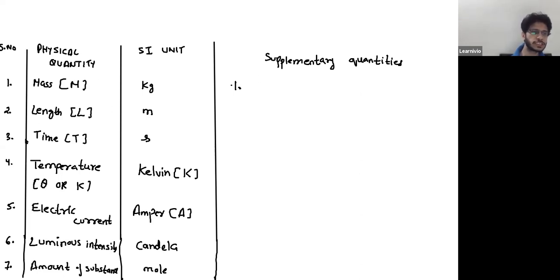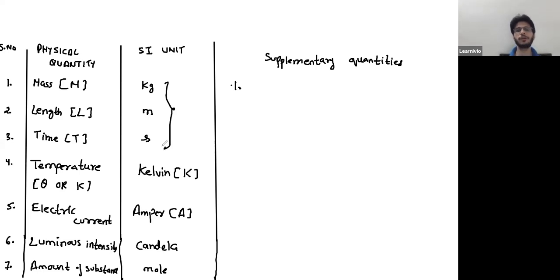See, these seven quantities are like letters of language. In English, you have 26 letters. In physics, you have 7 quantities. All other hundreds of quantities can be expressed in terms of these 7 quantities. In fact, the entire syllabus of class 11 can be expressed in terms of just mass, length, and time. That's it.